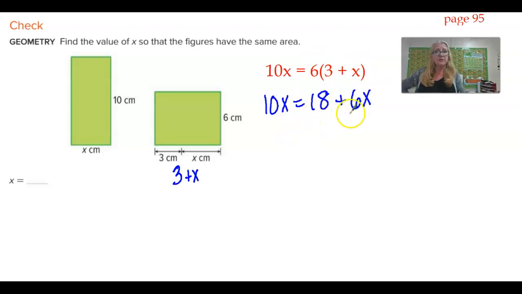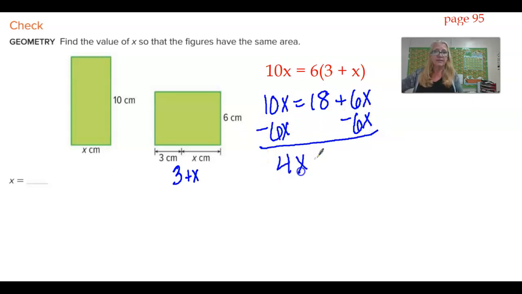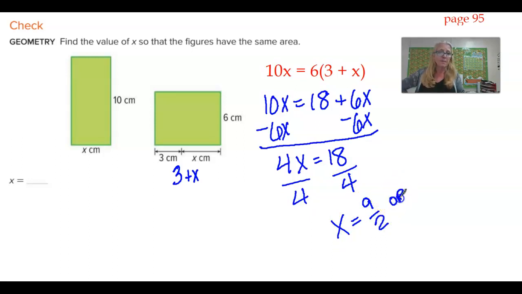Now, it's usually best to get rid of the smaller variable, so 6X is smaller than 10X, so we'll subtract 6X from both sides. And that gives us 4X equals 18. Right? And then we divide both sides by 4. Right? And that gives us X equals 9 halves, or 4.5 for you decimal lovers. Kind of messy. Sorry. That's how you do that one.